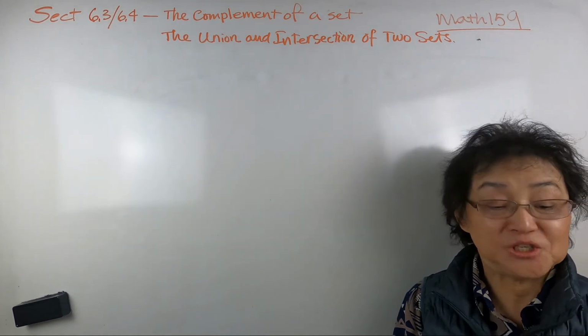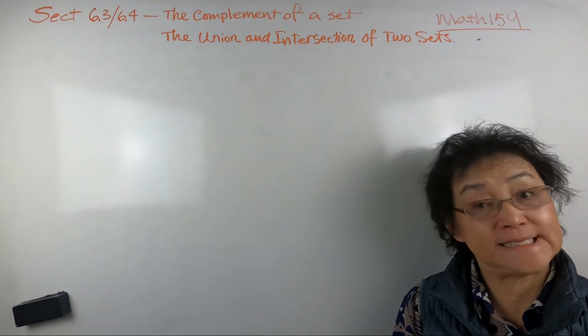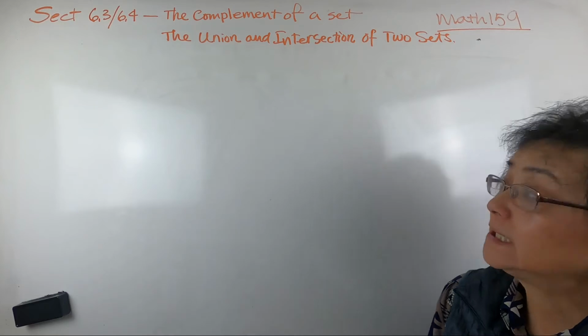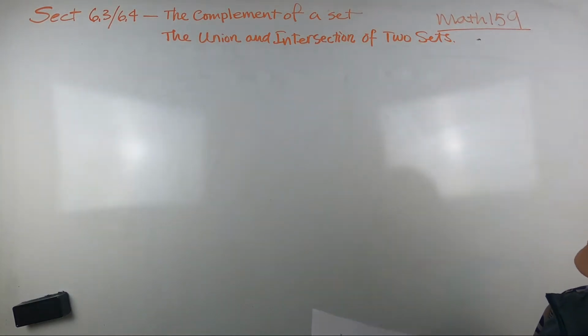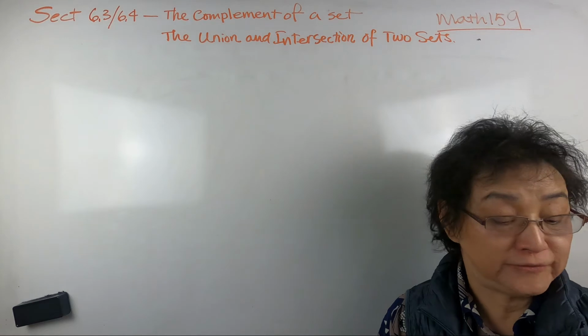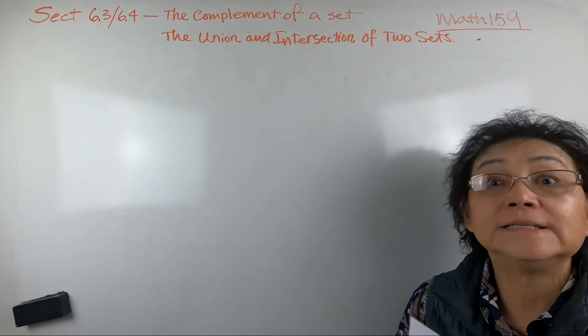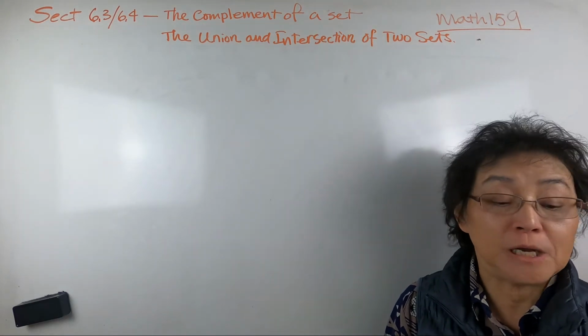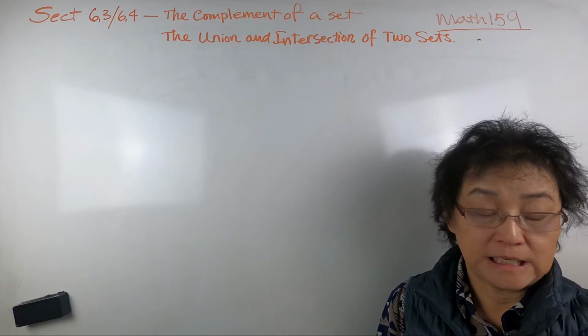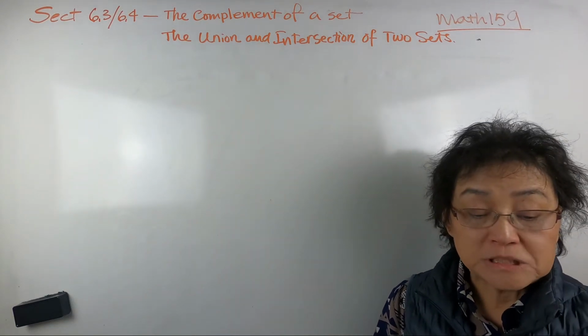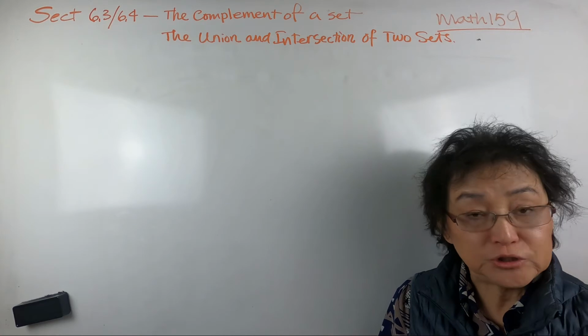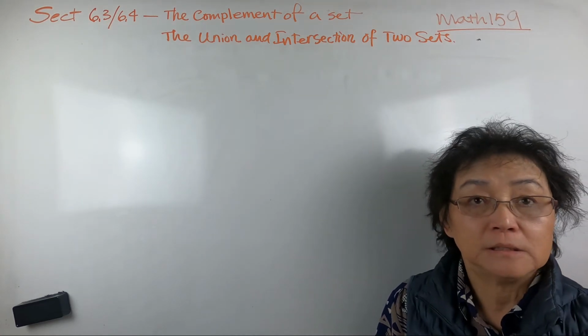We are on sections 6.3 and 6.4. The complement of a set, the union and intersection of two sets, on your page 52. This would be the last portion we are learning in this class. Okay, so for chapter 6, what have we been learning?